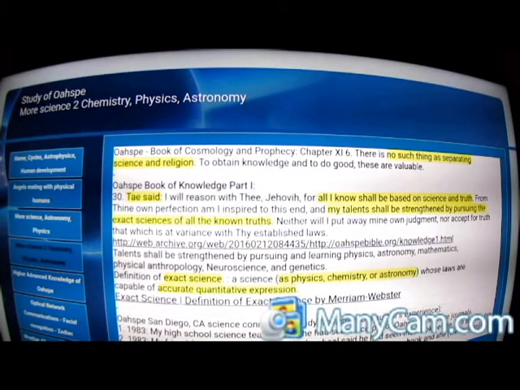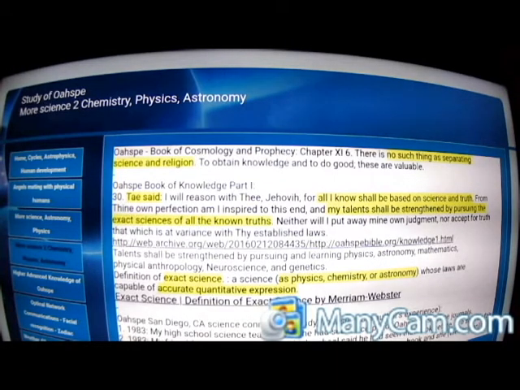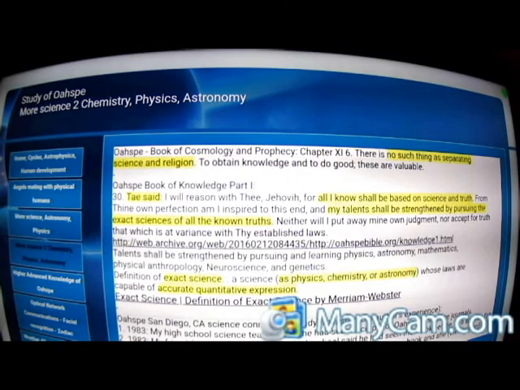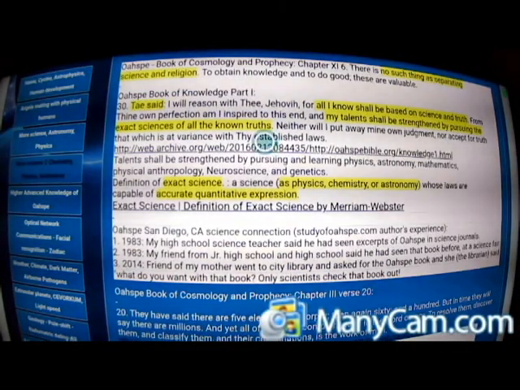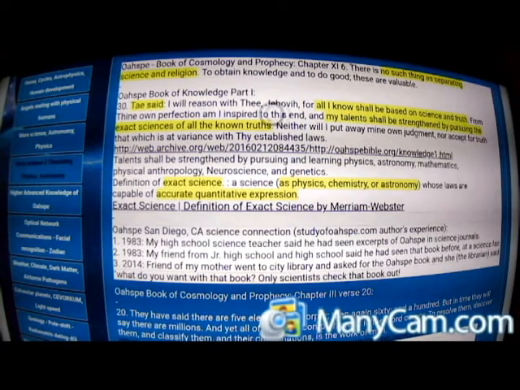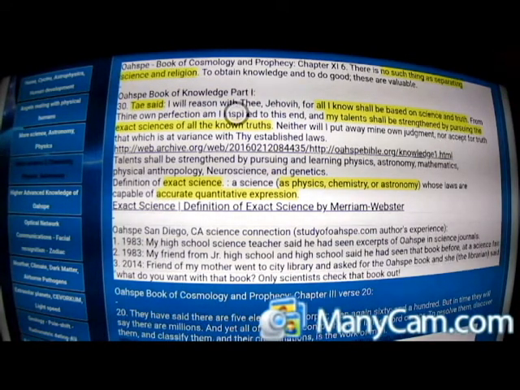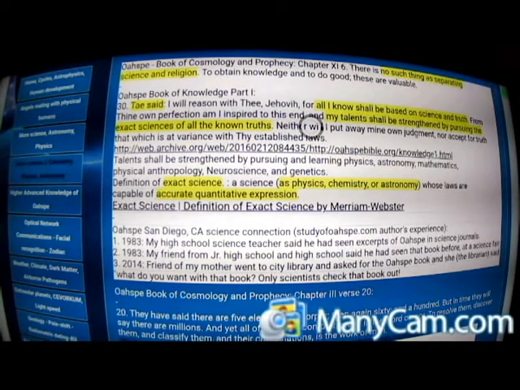Oahspe, Book of Knowledge, Part 1 or Chapter 1, Verse 30. Te or Tai said, I will reason with thee, Jehovah, for all I know shall be based upon science and truth. From thine own perfection am I inspired to this end, and my talents shall be strengthened by pursuing the exact sciences of all the known truths. Neither will I put away mine own judgment, nor accept for truth that which is at variance with thy established laws.